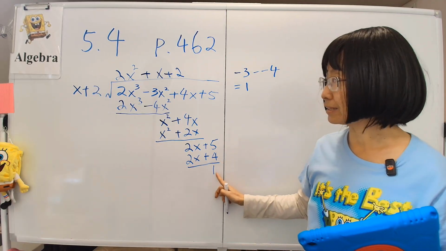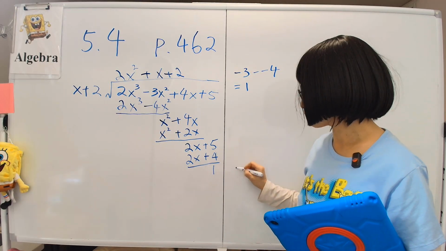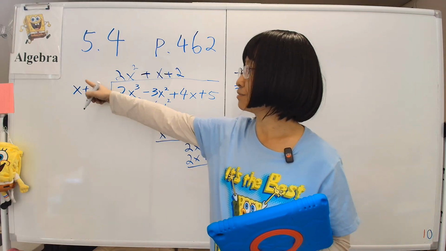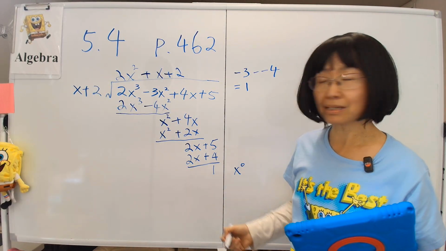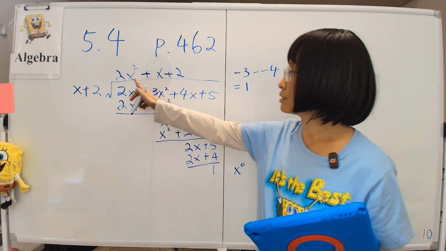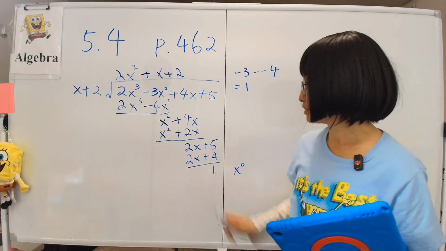Now notice 1 has less degree than x, because 1 means you have an x of degree 0, whereas x is of degree 1. So by the time we are less than that, we stop right here. This will be called the remainder. We're not going to go any farther. And so this is just like regular division. This is the answer, and that's what's left.